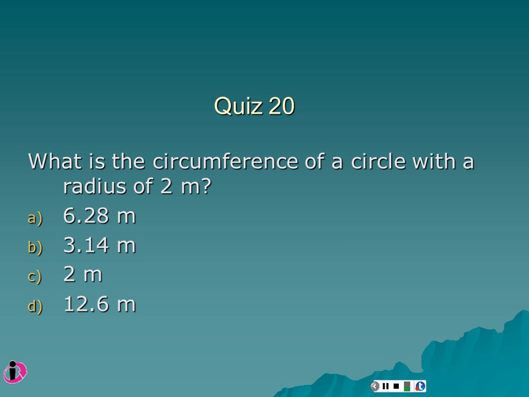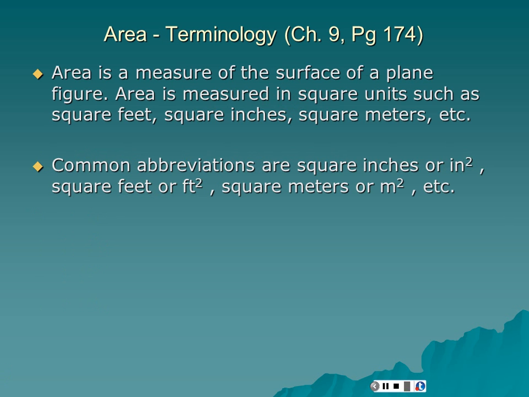Everybody 12.6. Anyone has any creative answer except 12.6? Alright, so the right answer is 12.6. We multiplied it by 2 pi, right? Because this is a radius. Let's look at how much time.